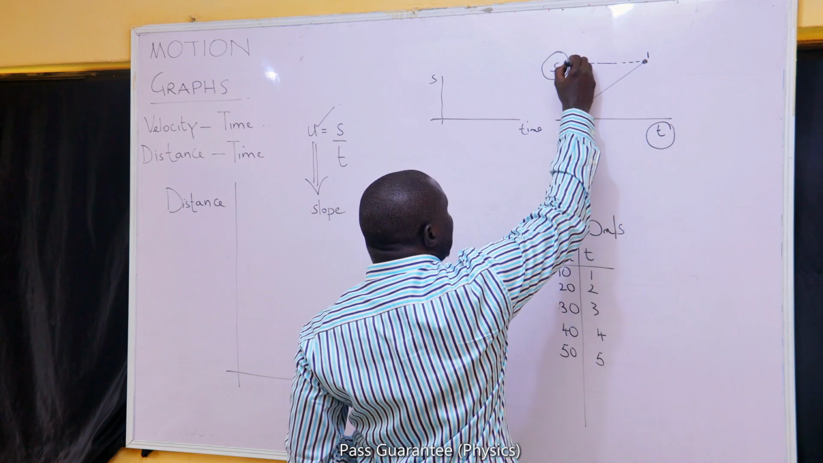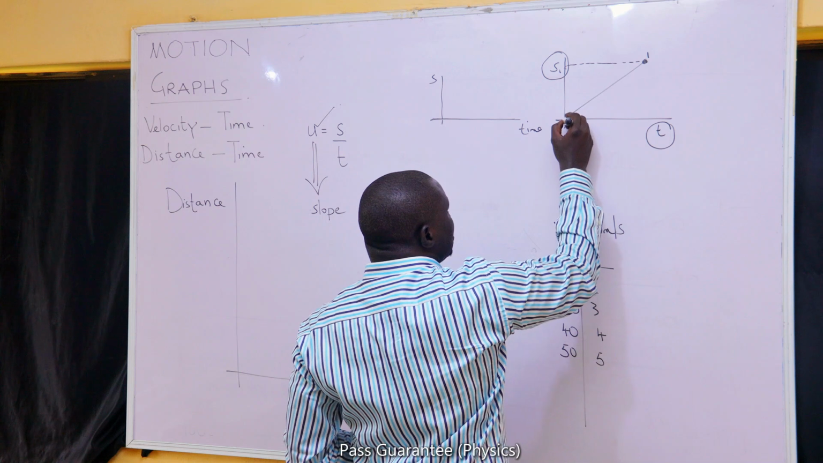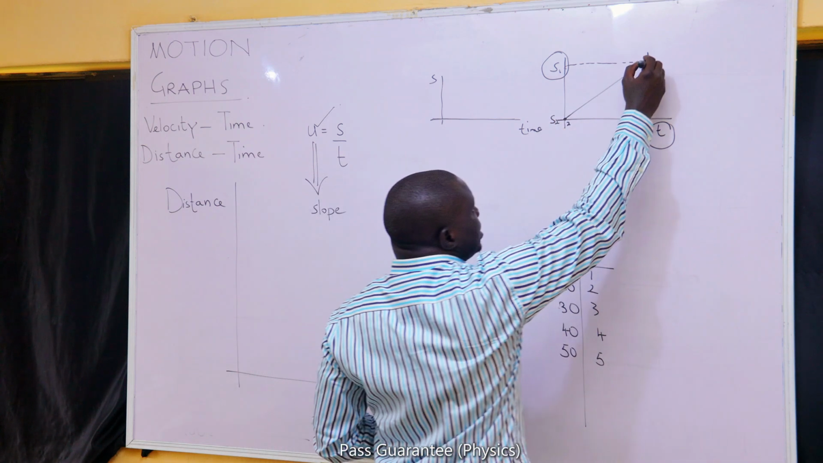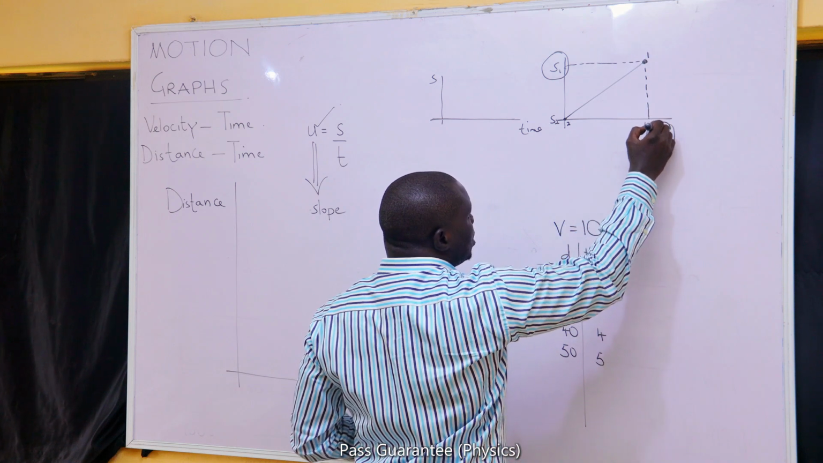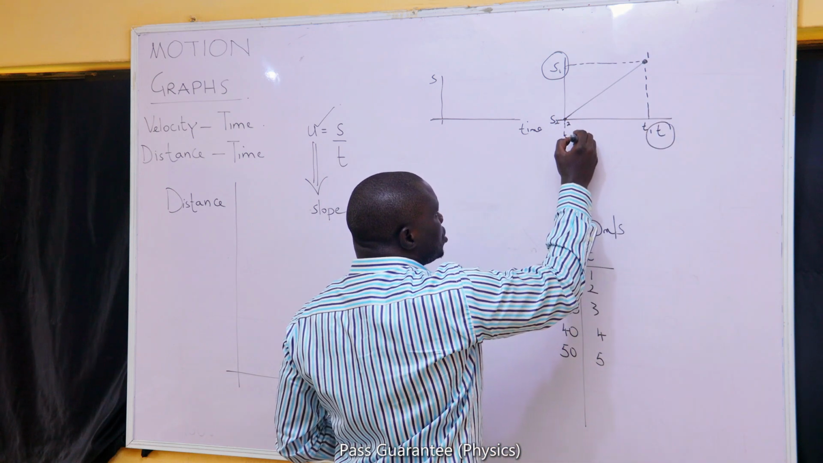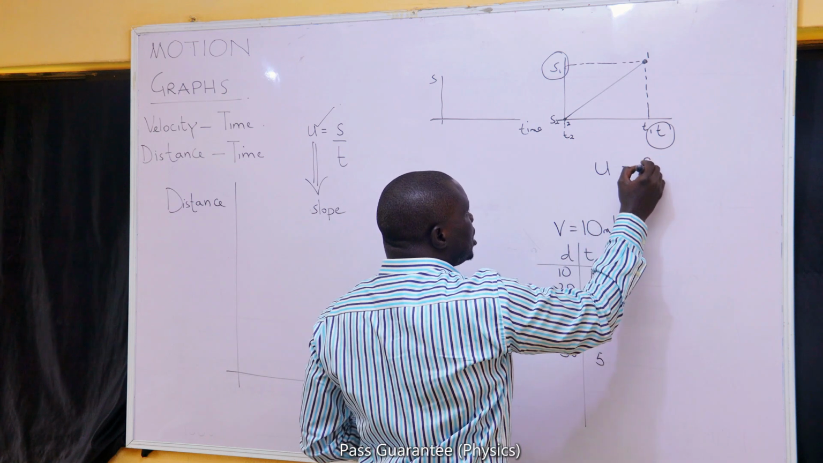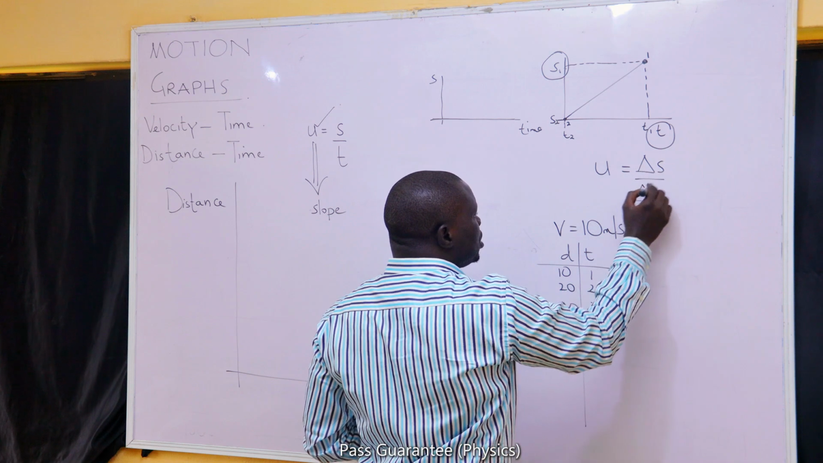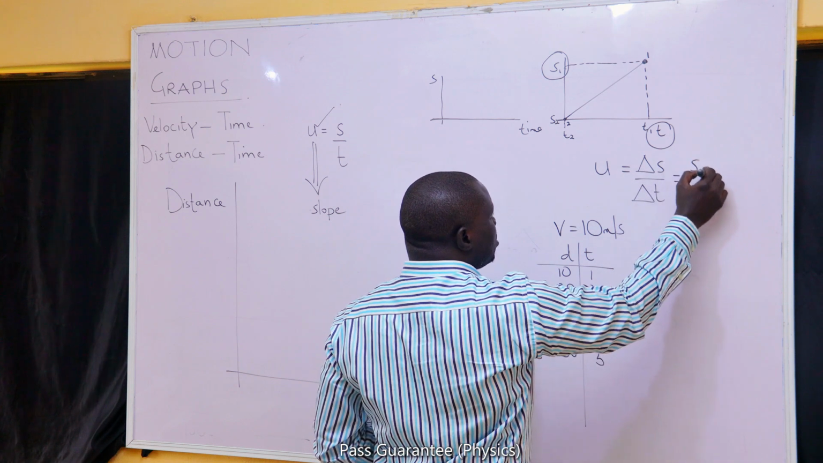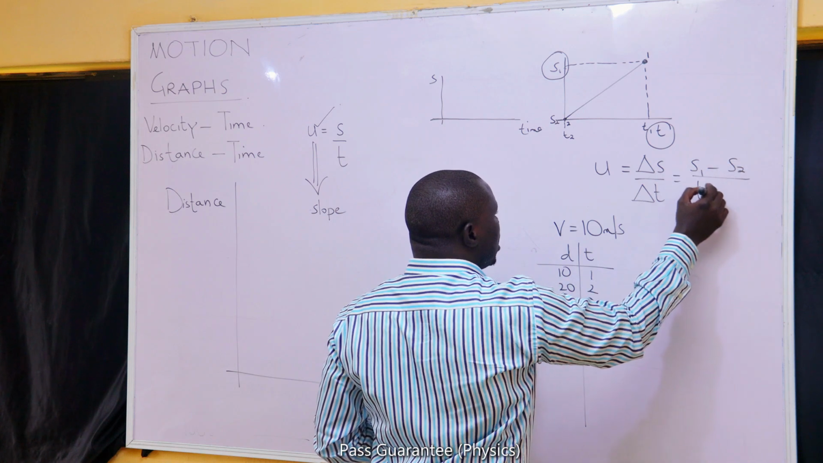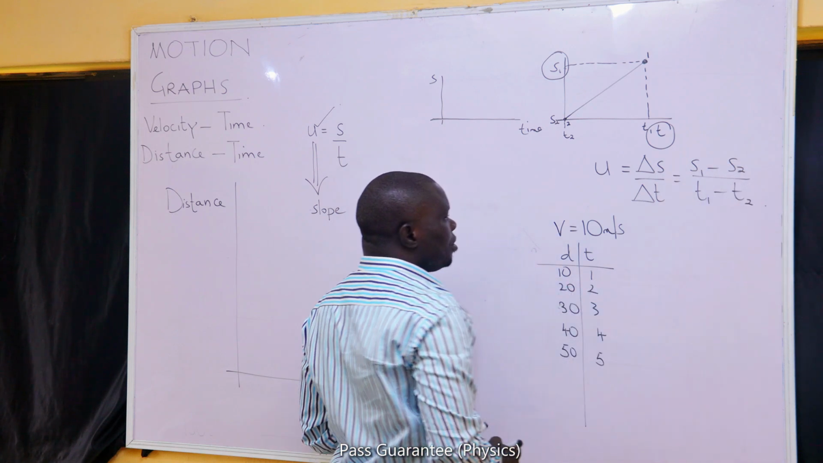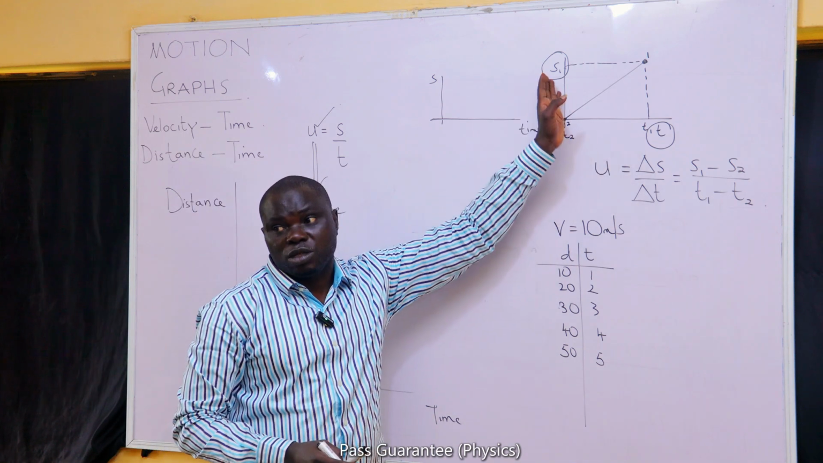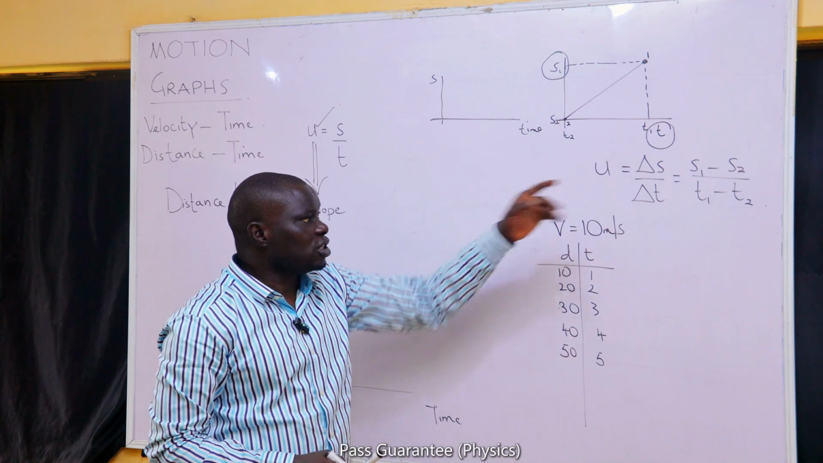That first point will have its own s. I'll call it S1. I'll get the s of the second point. If it's on the origin, the s is 0. I will also find the t of the first point. I'll call it T1. The t of the second point, I'll call it T2. I will now find the velocity by doing the change in s all over the change in time. And that will be S1 minus S2 all over T1 minus T2. And that is how I'm going to get the velocity anytime they present me with a graph of distance or displacement against time.